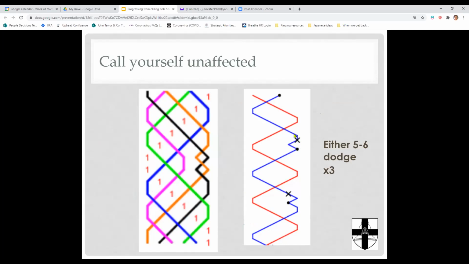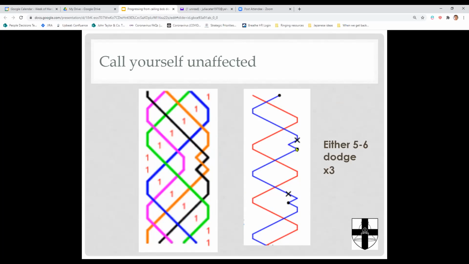So let's say we were going to call ourselves, but when we dodge 5, 6 down, we could do first one a bob. We do it 3 times, don't we? Because it's 3 courses. First one a bob, second one a bob, third one we could do as a single, and it will swap 2 bells over, and then we repeat it. So the fourth one's a bob, the fifth one's a bob, and the sixth one's a single, and it swaps that pair back. So all of a sudden you've got 6 courses.